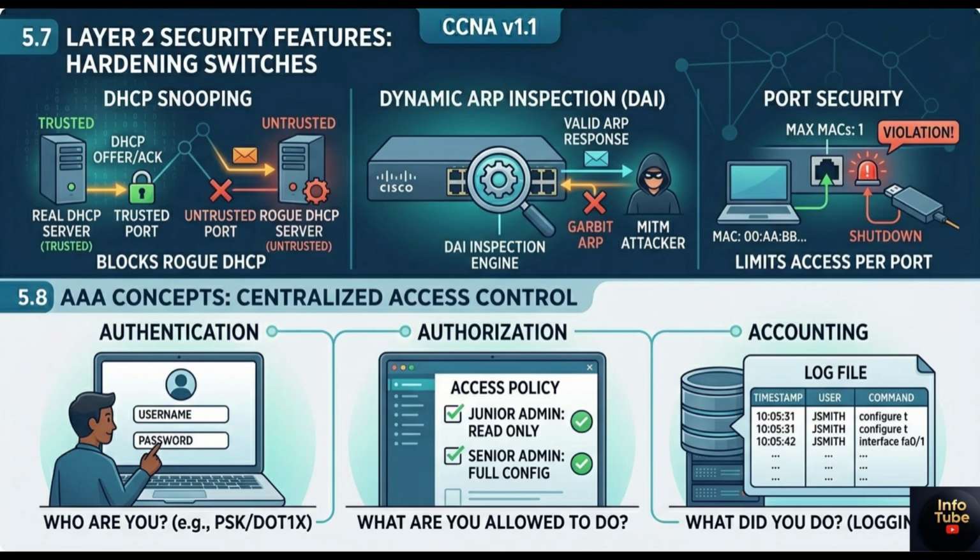Dynamic ARP inspection, DAI, prevents man-in-the-middle attacks. It checks every ARP packet to ensure hackers aren't trying to steal someone else's digital identity. Port security limits which devices can plug into a specific switch port. You can tell a port to only allow one specific MAC address. If a different laptop plugs in, the port shuts down automatically.